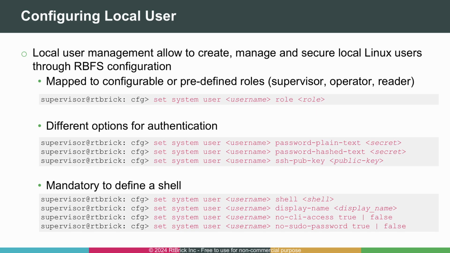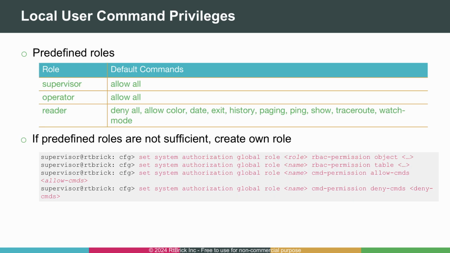We've seen a practical example of how to create a local user in an RBFS system using the set system user username command. To do this, you need to define the role, enter a password or SSH key, and specify a login shell. The predefined roles are supervisor, operator, and reader. However, it's also possible to define custom roles using the set system authentication global role command and specify individual permissions. For example, you can permit or deny the execution of commands.